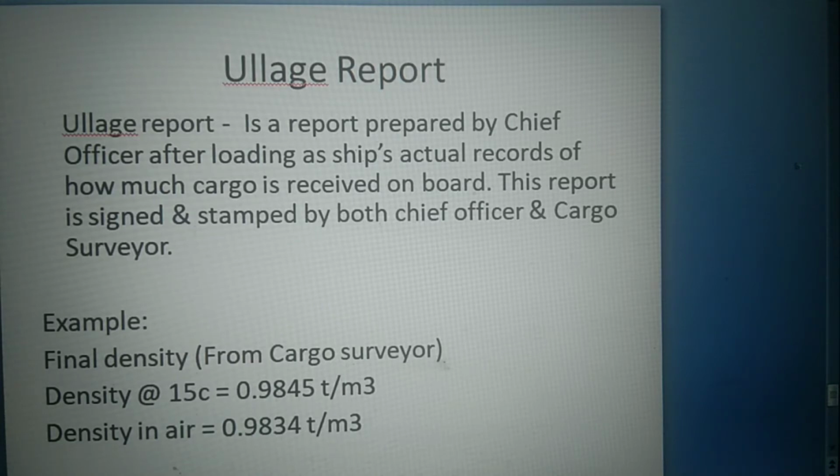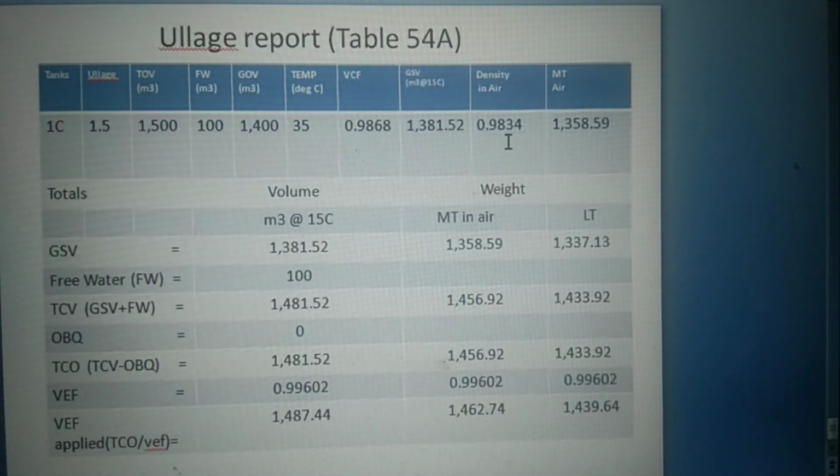Okay guys, and this is very common on board ships, that we always use density in air for calculating weight quantity. Okay guys, so G is B times density in air, which is equal to quantity in metric ton in air.